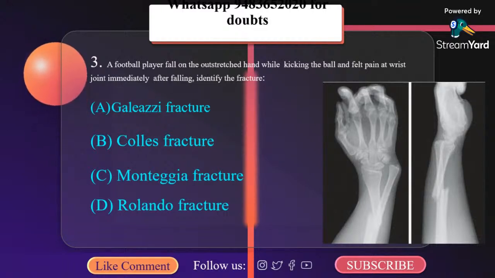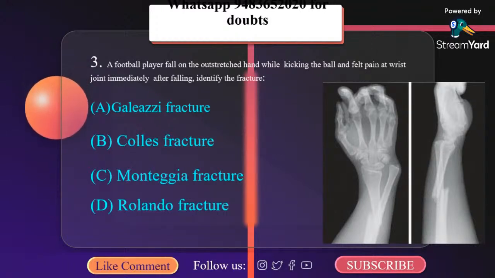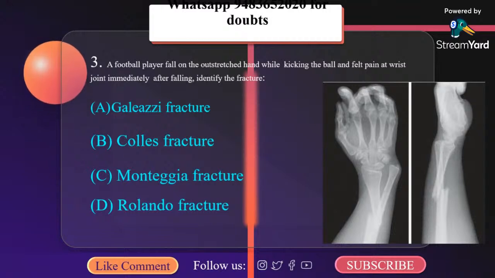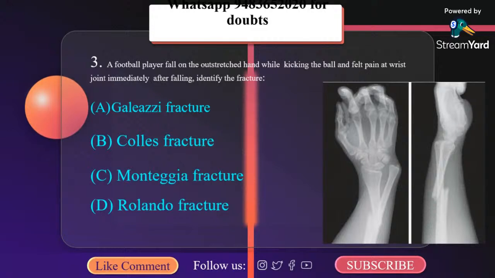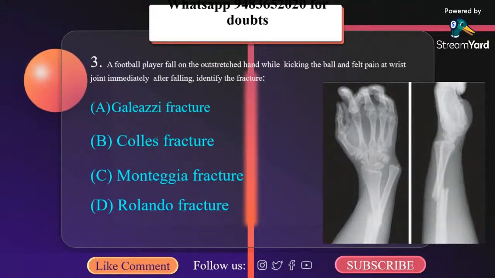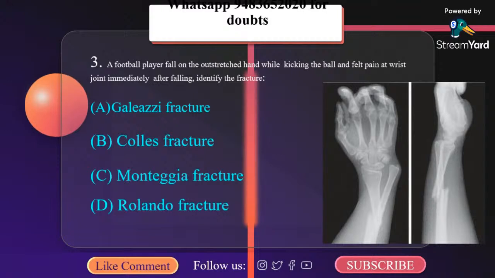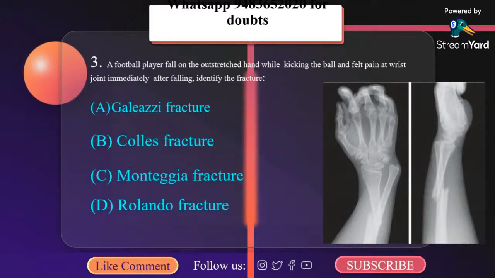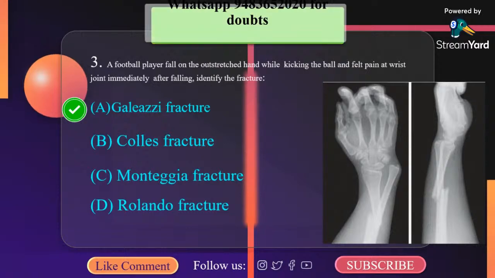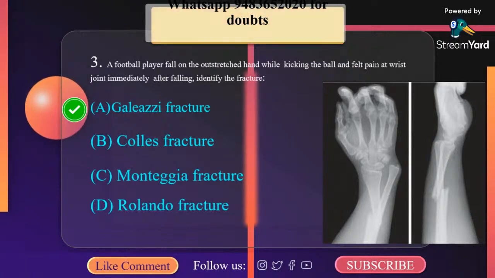What is Galeazzi fracture? Galeazzi fracture is a fracture of the lower one-third of radius with dislocation of the distal radioulnar joint. Mechanism of injury is fall on the hand, probably with superimposed rotation force. Radius fractures in its lower third and the inferior radioulnar joint subluxates. It is more common than Monteggia fracture. So the correct answer here is Galeazzi fracture.